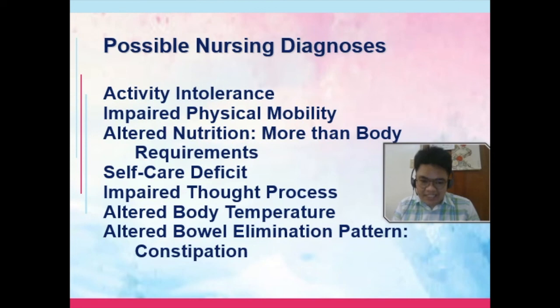Self-care deficit. Impaired thought process related to the slowing of your mental processes. Then altered body temperature, usually that would manifest as hypothermia. And then altered bowel elimination patterns. Altered bowel elimination pattern is related to the decrease of your gastrointestinal tract movement. Hence, class, the common manifestation is constipation.